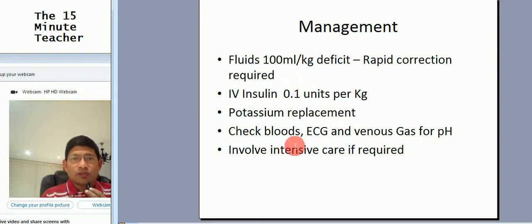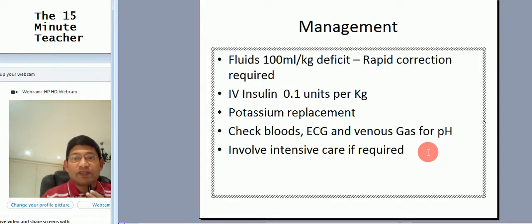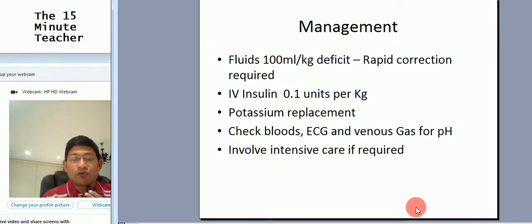It is important to make sure that the ECG and venous gases are checked for pH every 4 hours, particularly as the patient is recovering, in order to ensure that the electrolyte imbalances are minimized, particularly potassium fluctuations. Don't be shy to involve intensive care, as 24 hours on intensive care can do the patient considerable benefit. This certainly beats being on a general ward with very little monitoring, and the patient can come to harm as a result.